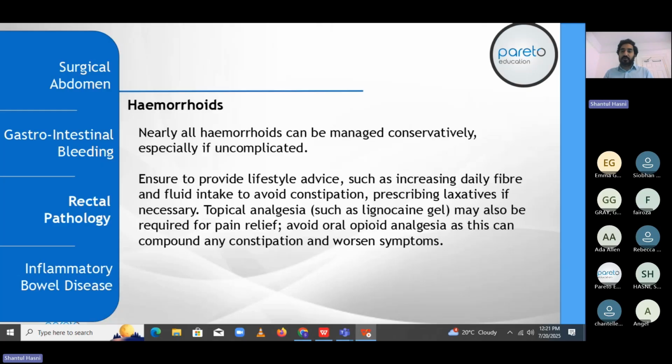Avoid oral opioid analgesia, because obviously you get codeine for the pain, but then it causes more constipation, more straining, more hemorrhoids, more thrombosis. So you have to find a balance between the opioid analgesia and the laxatives as well.